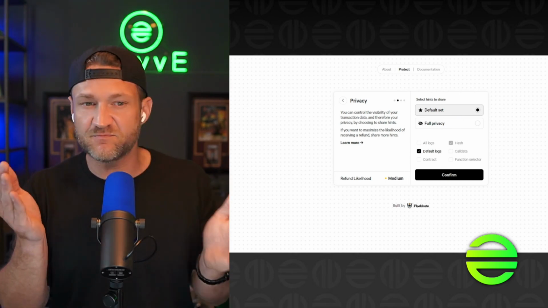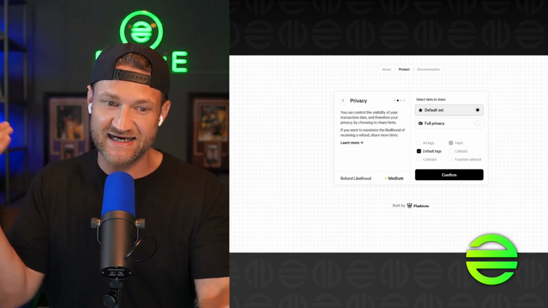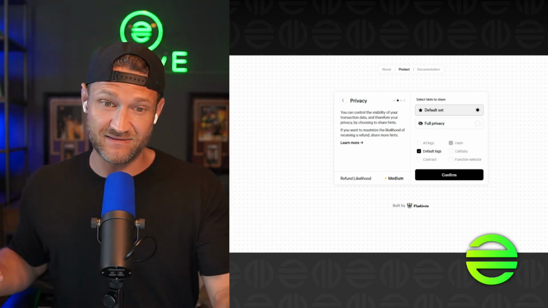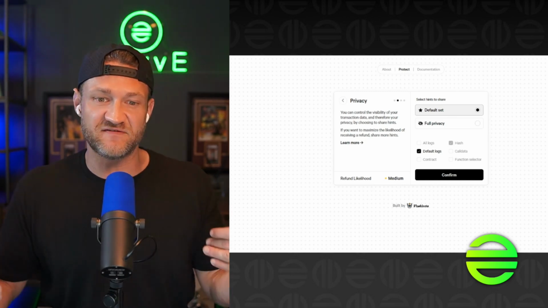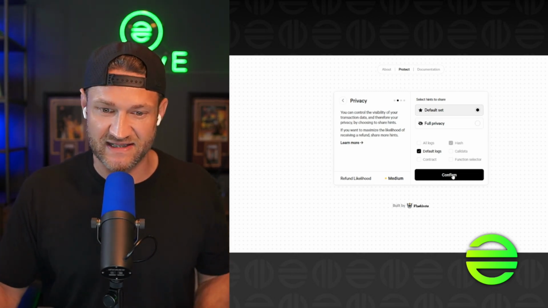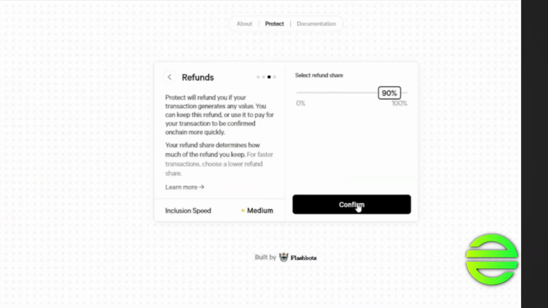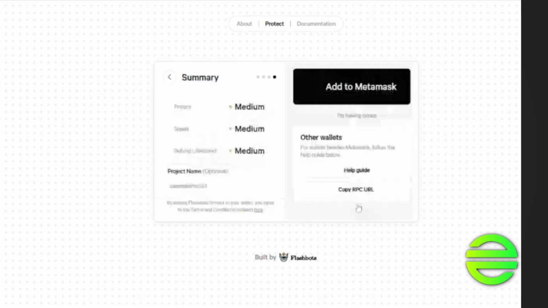And also something cool that these guys do: if MEV is possible on your transaction, what they kind of do is they beat the bot to get there and then they refund it to you. So it's really interesting the way that that works. So I'm going to click confirm on the default set. What's the refund share? 90%. I'll click confirm.